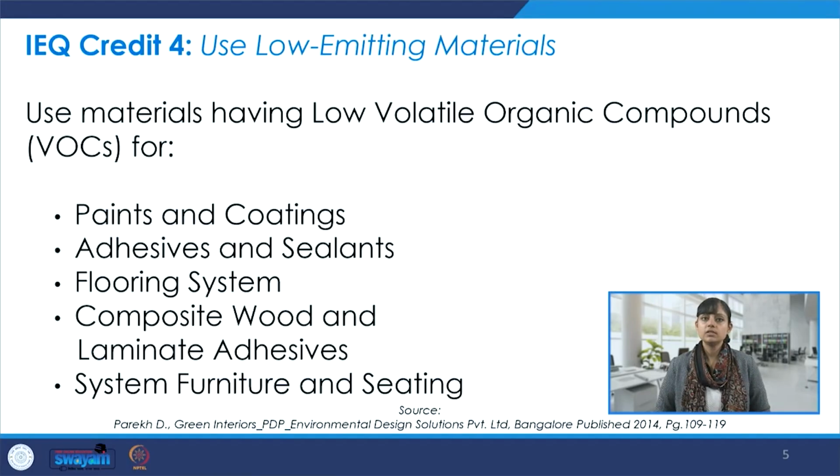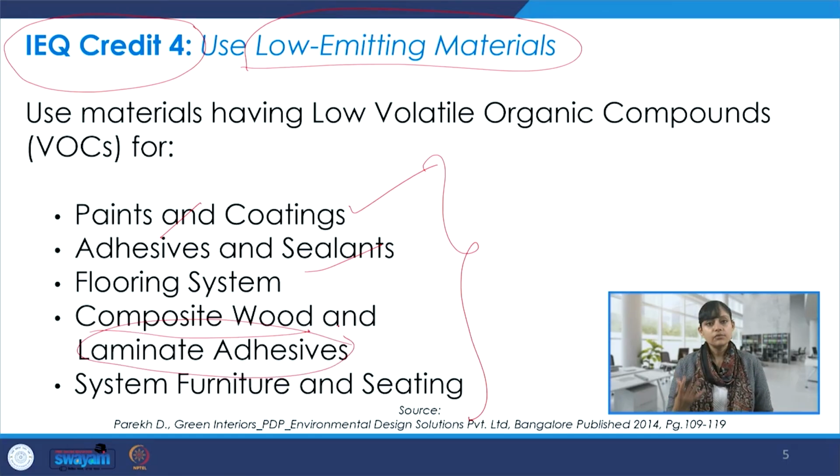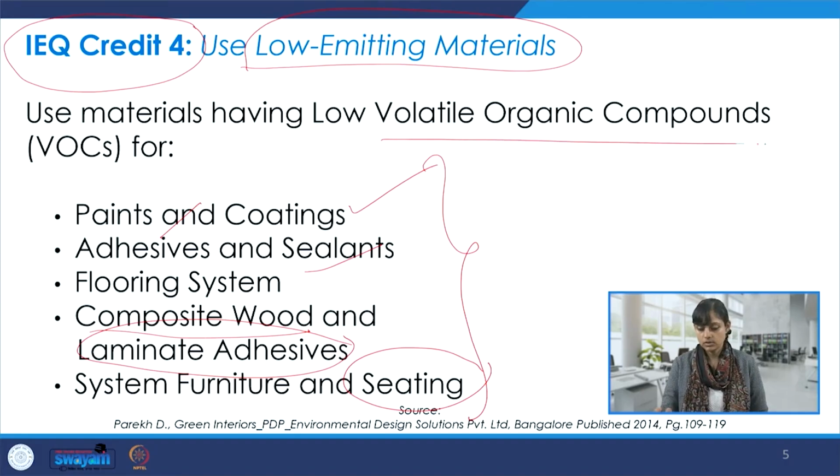So when we talk about materials and VOCs, let us look at the IEQ credit 4, which focuses on using low emitting materials. So use materials having low VOCs, and for all of these, which are very, very handy when we talk about interior architecture projects. So whether it's paints and coatings, adhesives, sealants, flooring systems that we are designing and executing, composite wood, laminate adhesives, system furniture, seating. So for all of these, we must try to utilize materials which have low volatile organic compounds, which is VOC.